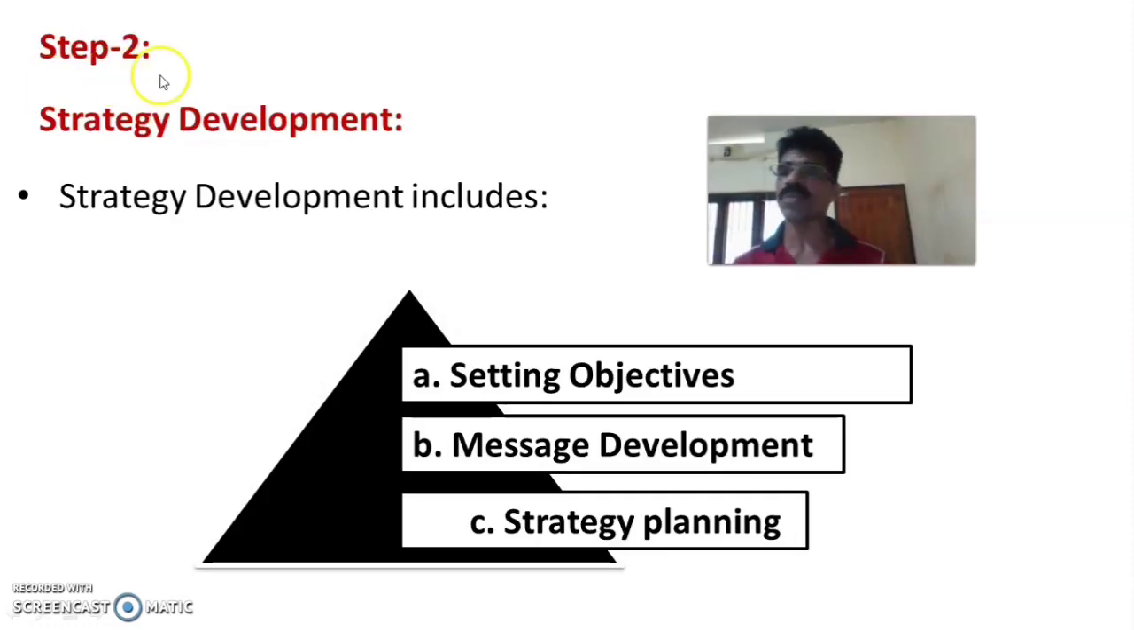The second step of BCC is strategy development or action plan development. Strategy development or action plan development includes three important aspects. First one is setting objectives. Second one is developing the message, that is message development. And third one is planning of the various action plans. So strategy development, the second step of BCC, includes setting objectives, message development and strategy planning.